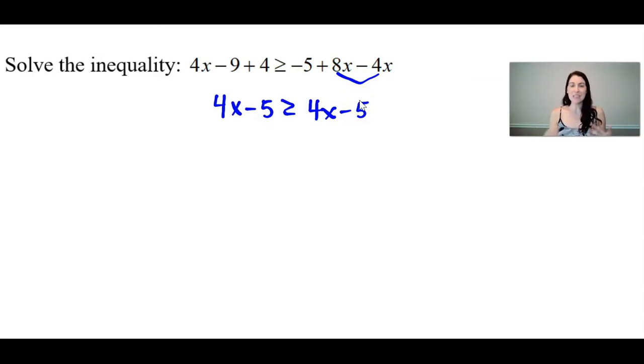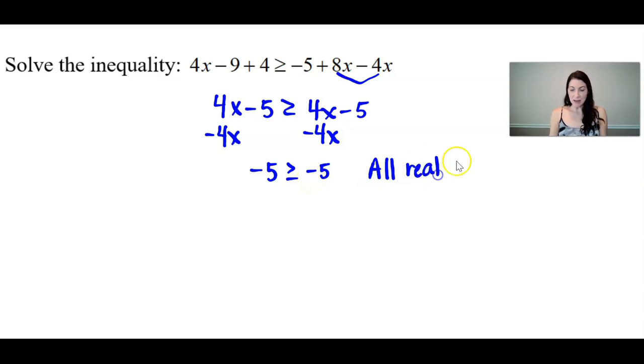Now again, if you decided to continue and subtract 4x from both sides of the inequality, I'd be left with -5 is greater than or equal to -5. And like we did on the last example, I would ask myself, is this a true or false statement? Is -5 greater than or equal to -5? And because -5 is equal to -5, this is a true statement. And again, my answer would be all real numbers.